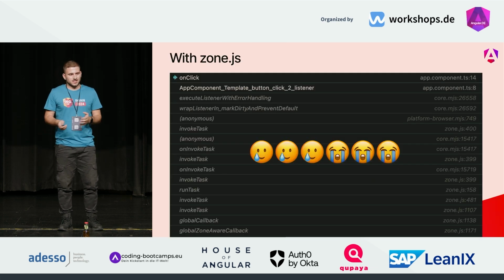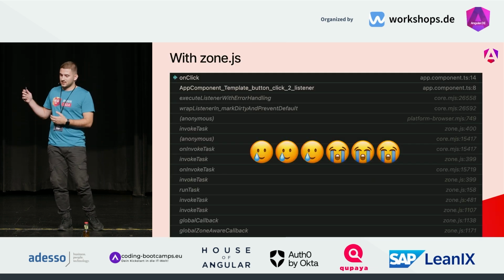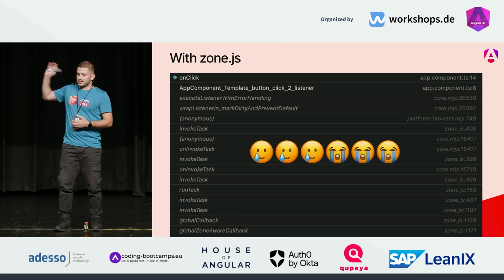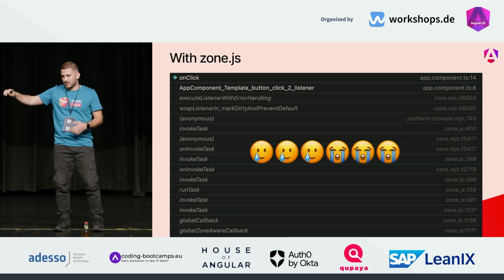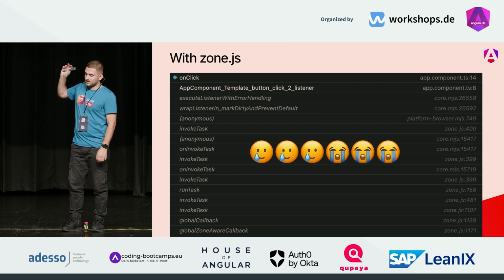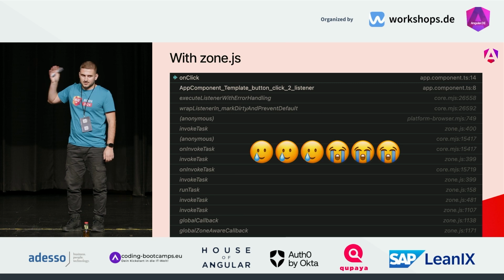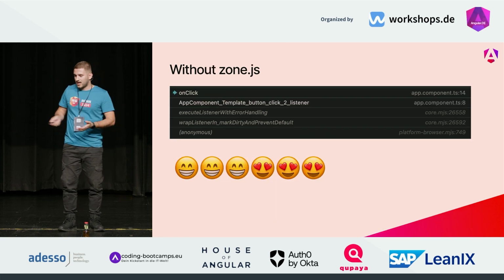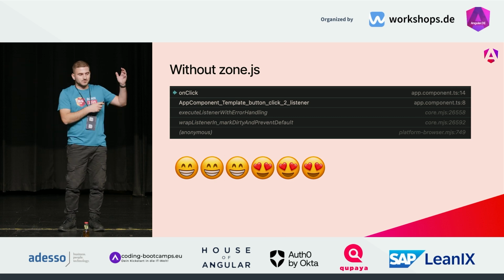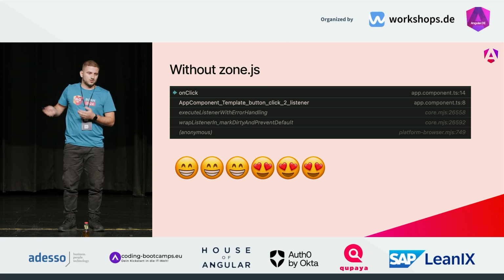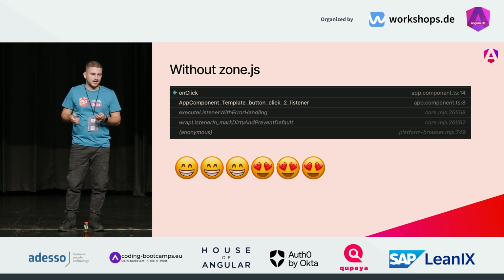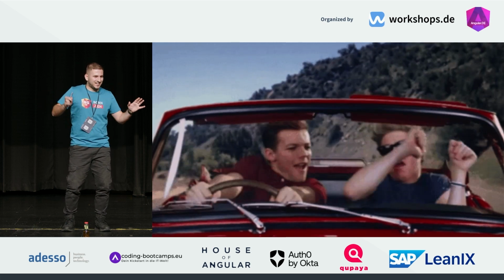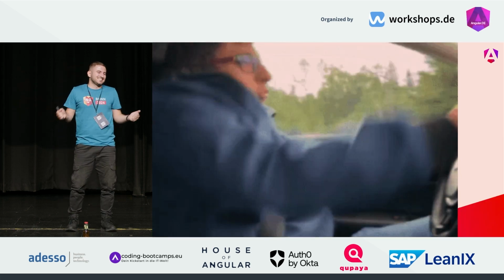If we look at stack traces with Zone.js, it will look something like this. So we have app component template, click listener. It goes to execute listener, and then wrap listener with mark view dirty, and then invoke task, on invoke task, run task, any kind of task. We don't care, task, task, task. But without Zone, we have click listener, wrap listener, mark view dirty, and call the changes that you made, nothing else. I hope it was something like fun and not something like crazy.